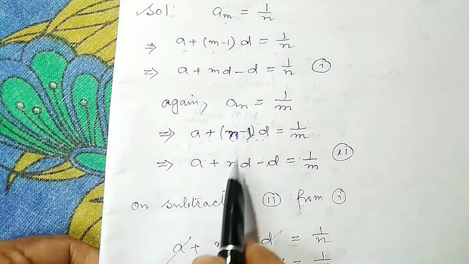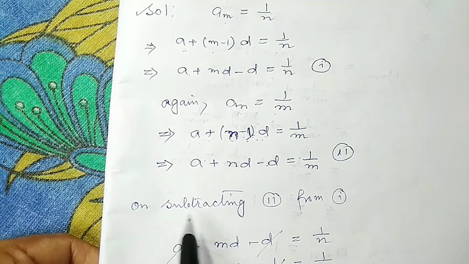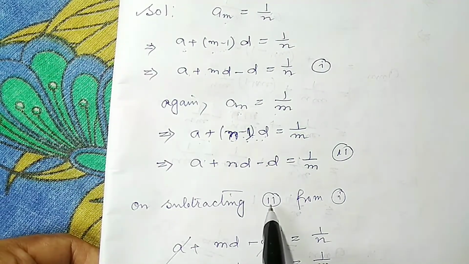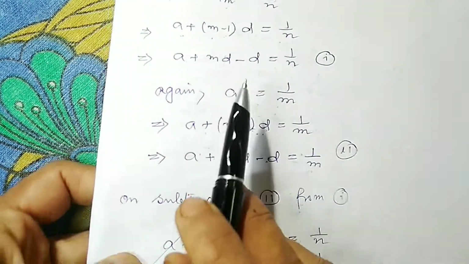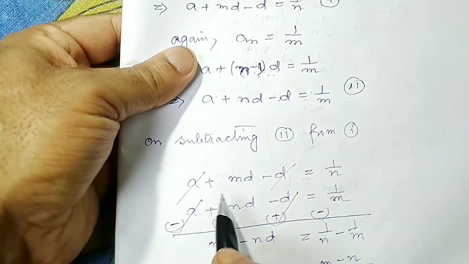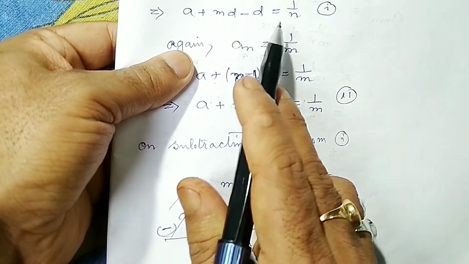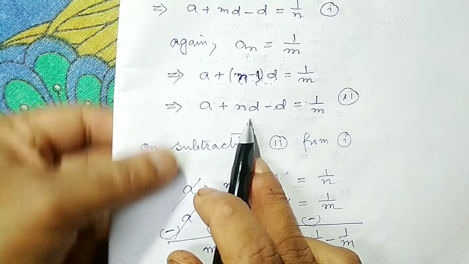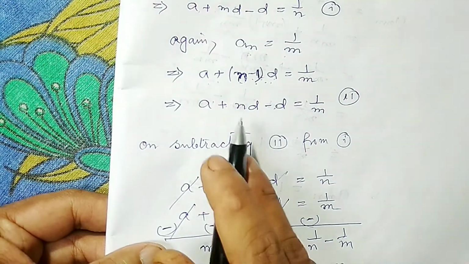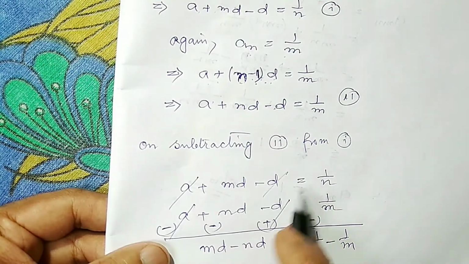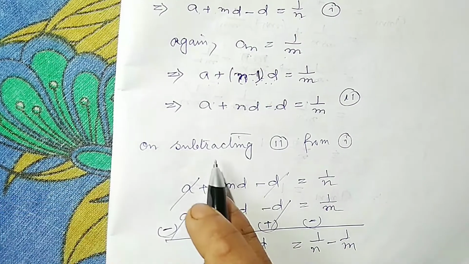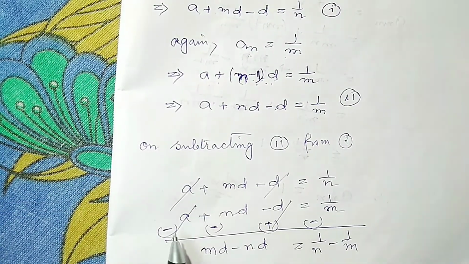So we got two equations. Now if we subtract equation number 2 from 1, since it is from 1, we have to write equation number 1 first. So here we got a plus md minus d equals 1 by n, and the second equation is a plus nd minus d equals 1 by m. So this is our equation number 1 and this is equation number 2, and since we are subtracting, we have to change the sign.